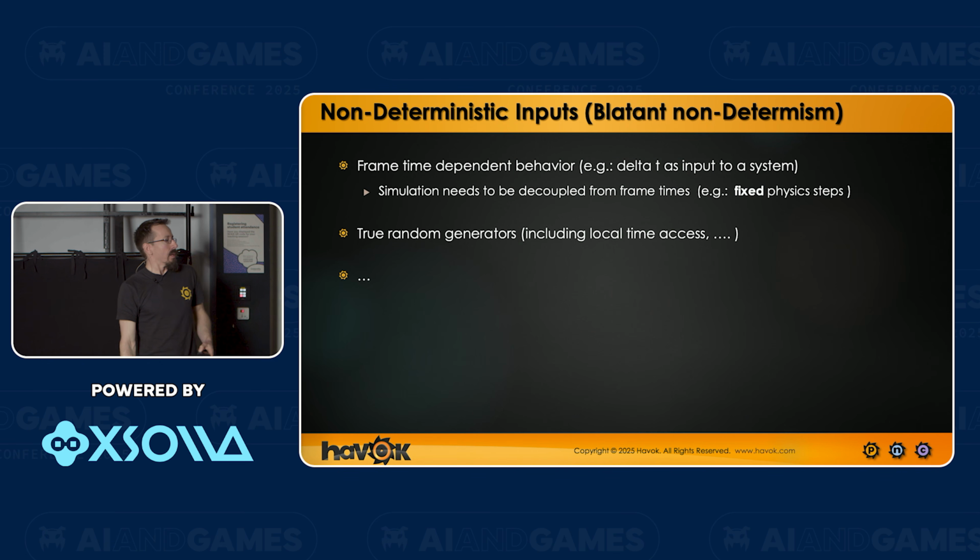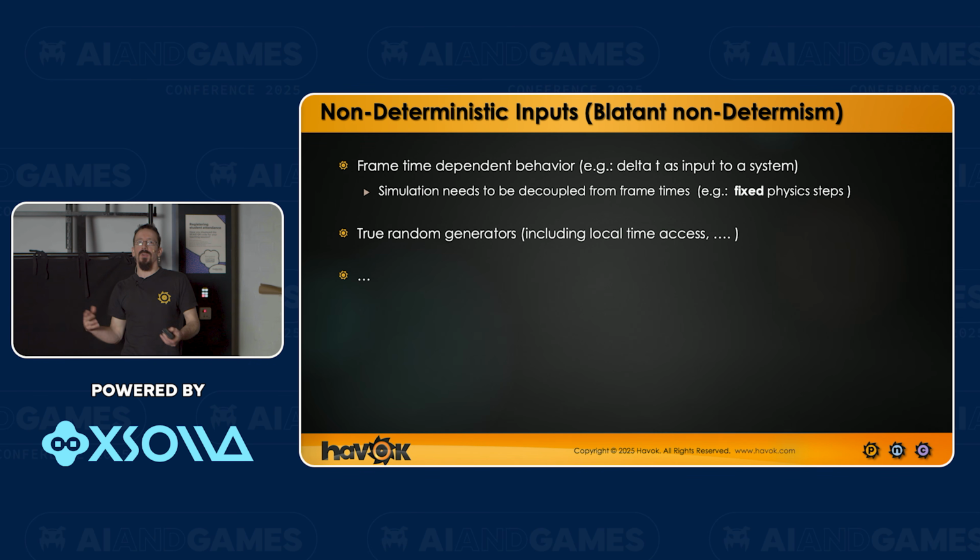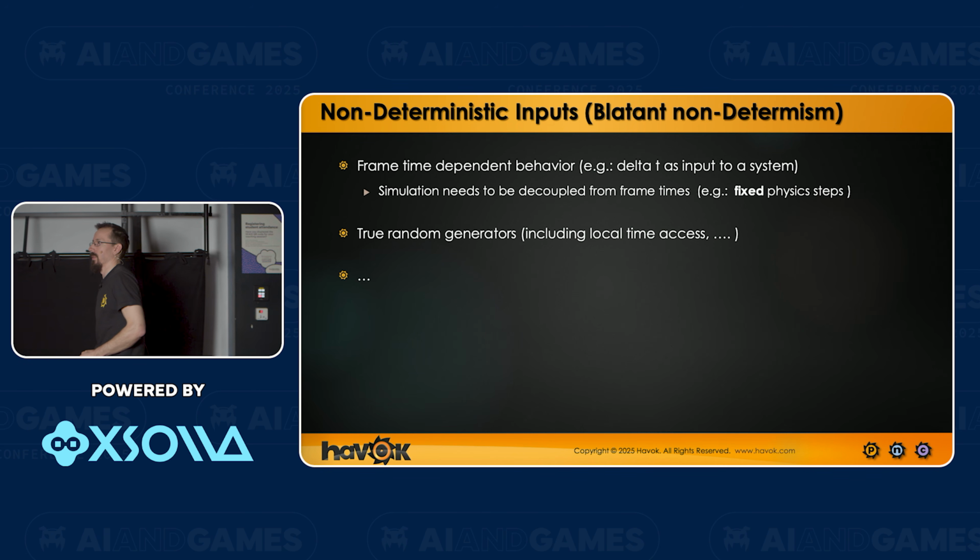And let's take the first one, which was non-deterministic inputs. And that's a little bit of a bummer because frame times are not deterministic, so you need to completely decouple your system from frame times. Your simulation times need to be fixed, and then you have a hope at achieving determinism. And don't use true random number generators. Don't access local time or the file system or anything like this if you want to be deterministic.